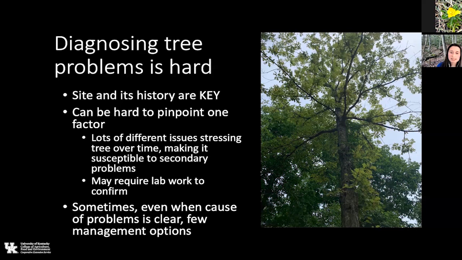And sometimes, even when you know what the problem is, there are few management options. Let's talk about root rot. You can know that it's root rot, but there's not a fungicide that you can spray on that tree that's going to solve the problem. So it really is important to think about prevention and think proactively.